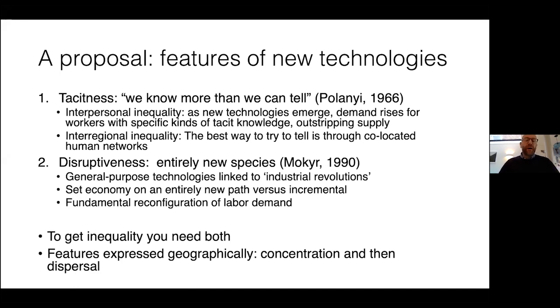So to try and answer them, we are trying to develop a theory that takes ideas that are not brand new by any means, but that take ideas that economic historians, economic geographers, and others have been thinking about for a long time and put a different kind of spin on them and relate them more directly to inequality. And so, what we're interested in here is identifying features of technologies, ways in which technologies might vary from one another in a way that might matter for inequality.